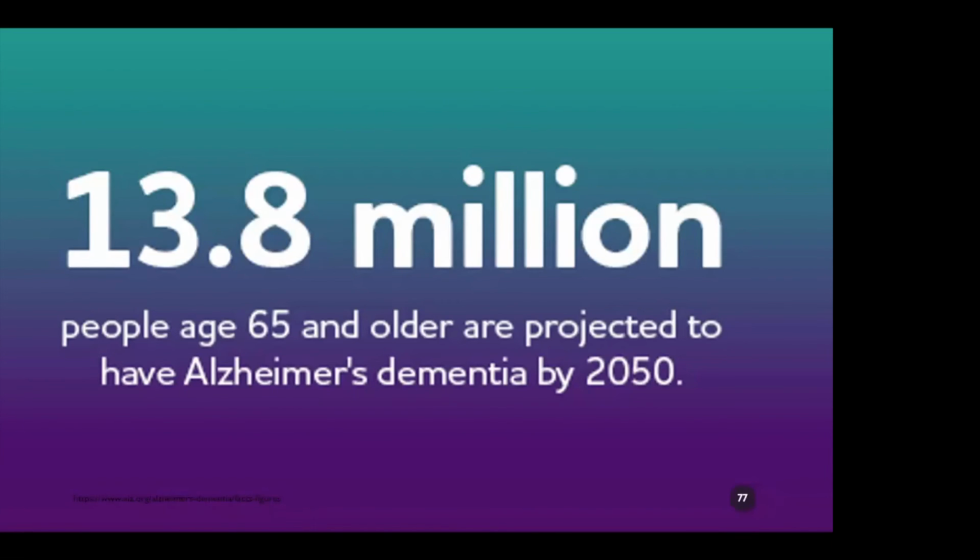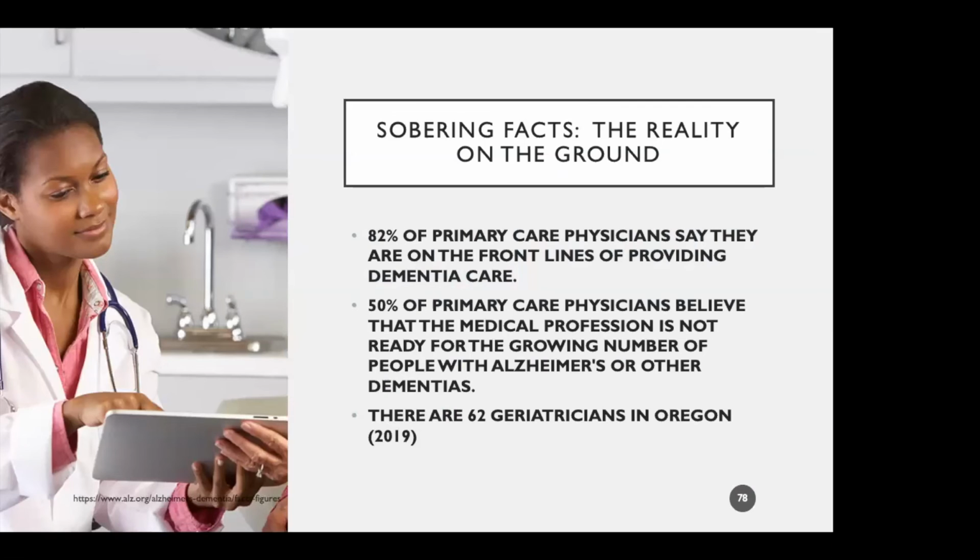13.8 million people aged 65 and older are projected to have Alzheimer's disease by 2050, which is what? 30 years away. Actually, 29 years away, which will be more than doubling the number. Currently, it is, I told you, 6 million. Imagine double the number in 30 years. Next slide. And look at these sobering facts.